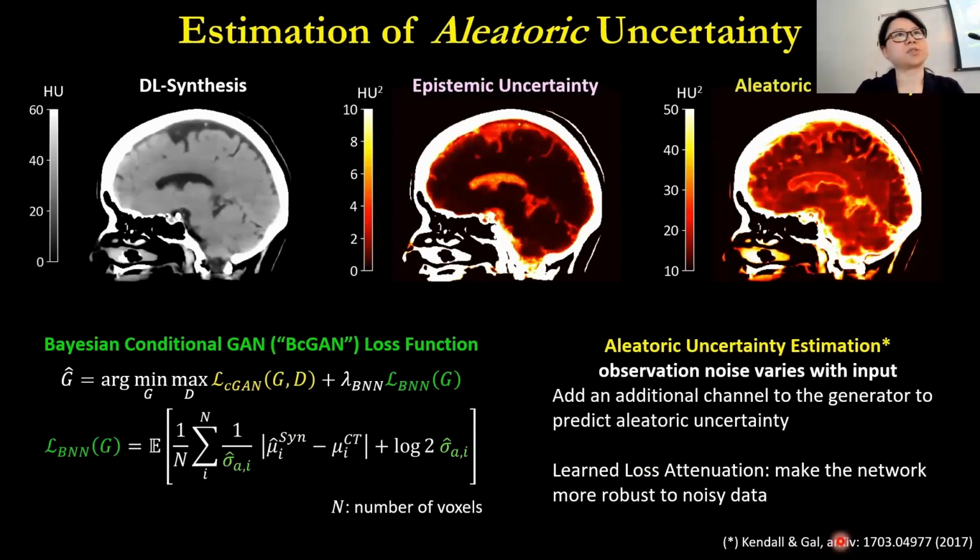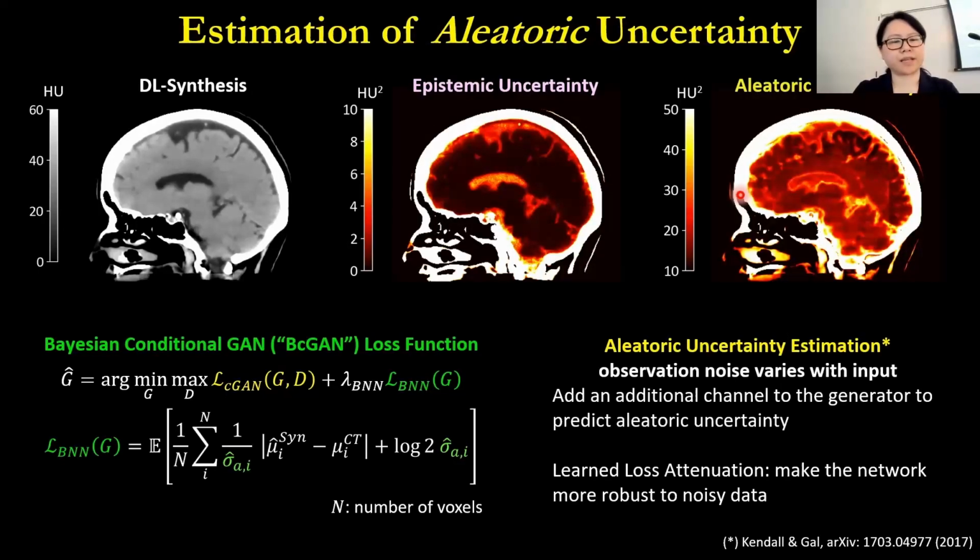And we also want to estimate the aleatoric uncertainty. And this is the uncertainty that is due to inherent noise in the training data. And unlike the epistemic uncertainty, it cannot be reduced by adding more training data. So if we look at the example here, compared to the epistemic uncertainty, the aleatoric uncertainty is generally high in the tissue boundaries.